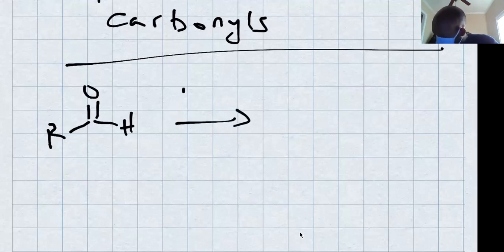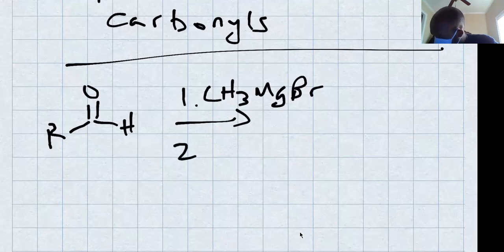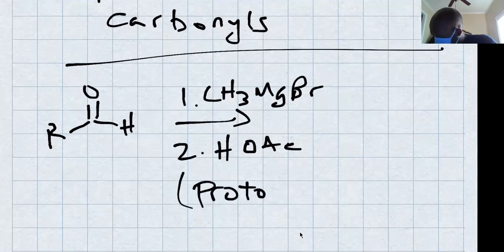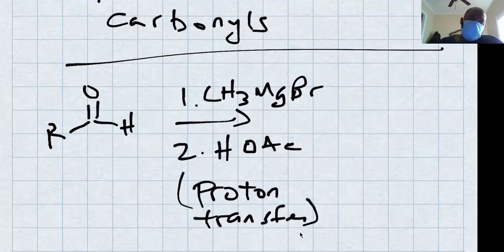Here you add in the Grignard, and then in the second step you add in some acid. Let's say acetic acid, right? The second step is the proton transfer, right? That's where you're going to form your alcohol.